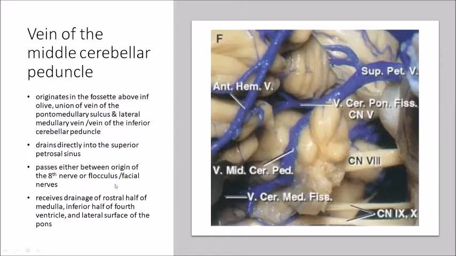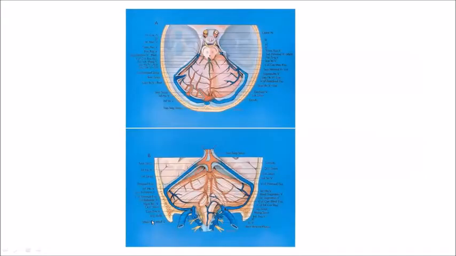It passes between the origin of the eighth nerve or the facial nerve. It receives drainage from the rostral half of the medulla, the inferior half of the fourth ventricle, and the lateral surface of the pons. Here we can see the vein of the middle cerebellar peduncle draining towards the superior petrosal vein.